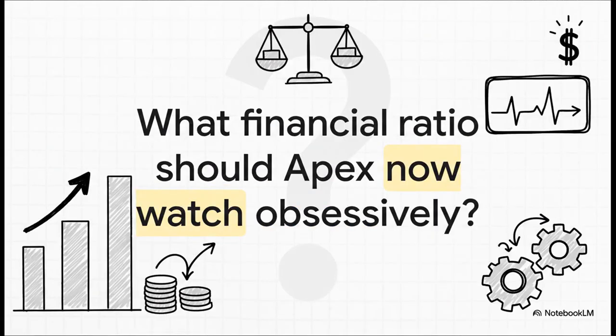So let me pose a question to you, the same way a board of directors would question the CFO. Given this new debt and the reduced cash flow, what key financial ratios should Apex's management now be watching obsessively? Well, you'd immediately start tracking liquidity ratios, like the current ratio, to make sure you can cover your short-term bills. You'd be watching your debt-to-equity ratio. And perhaps most importantly, you'd be looking at a ratio called times interest earned, which tells you if your operating profit is high enough to comfortably cover your new interest payments. These are no longer just academic exercises. For Apex, they've become vital signs of the company's financial health.